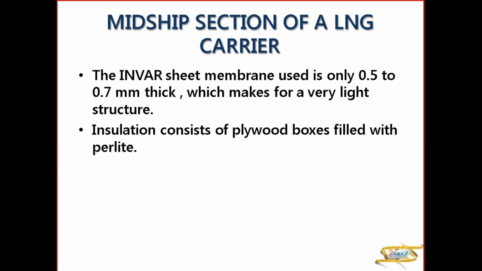Now, this INVAR sheet membrane is very, very thin. That is 0.5 to 0.7 mm thick. So that means it is less than 1 mm thick. And therefore, it's a very light structure. And the insulation consists of plywood boxes that are filled with perlite. As I told you, perlite is the material you get from volcanic ash. This is very light and used for insulation.